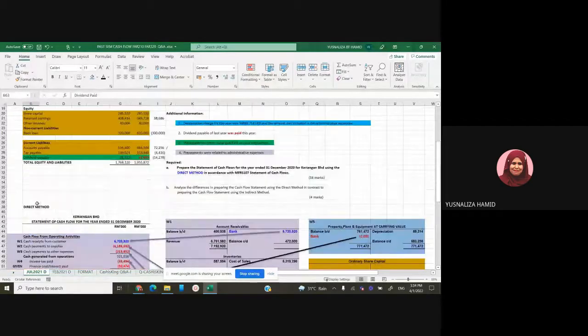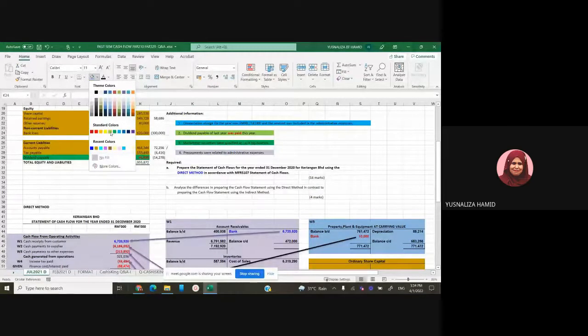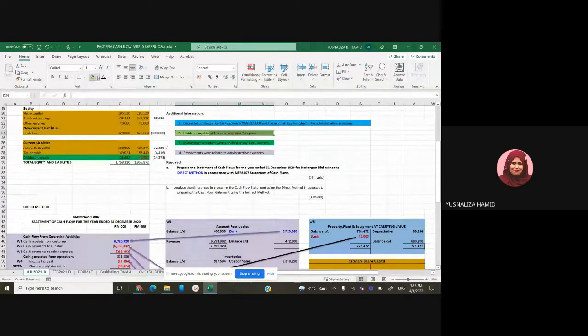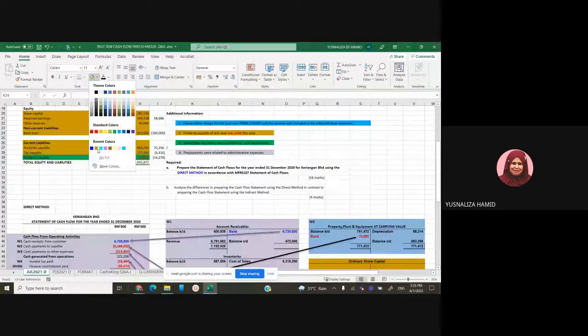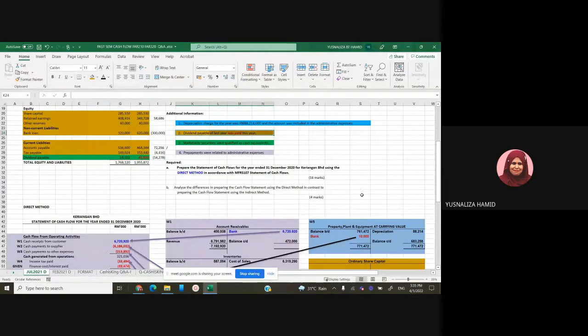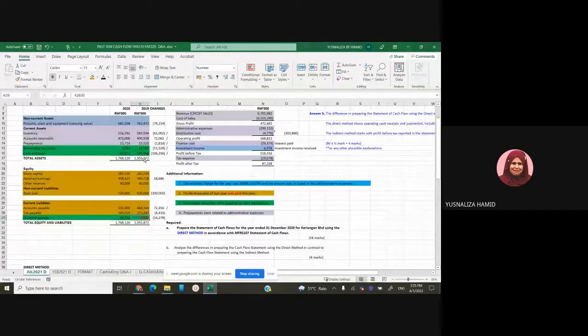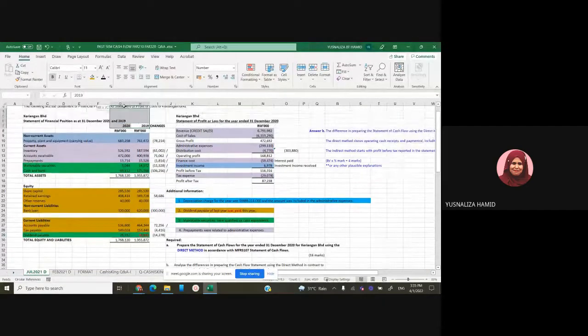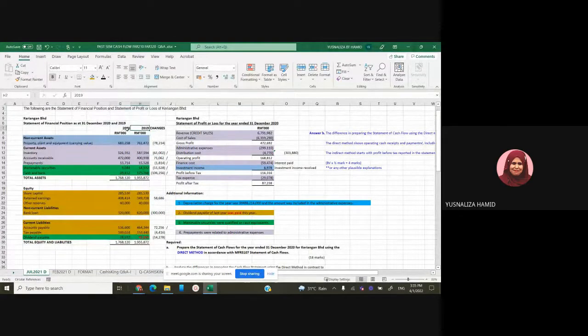We do the dividend. In this question, dividend information is very easy. Why? The question gives you directly on dividend. So whenever you are given the information on dividend directly, don't waste your time setting up the dividend account. You don't have to set up the dividend account because you are informed dividend payable of last year was paid this year. So this year, this is last year's dividend. You go to this section. This is last year, this is this year, right?